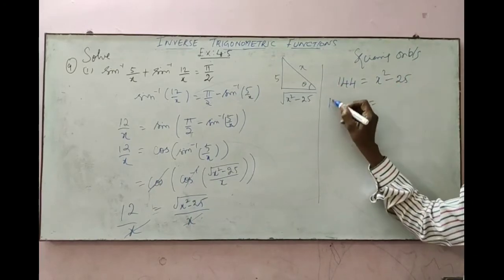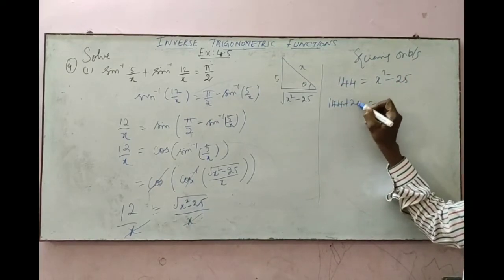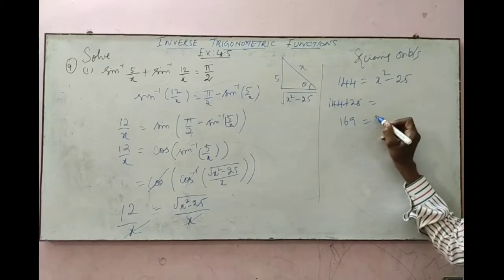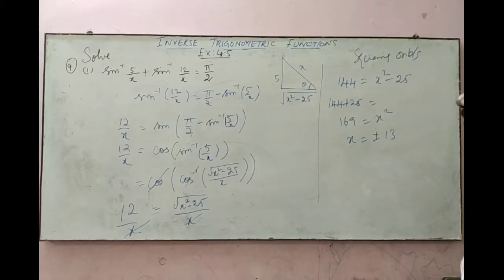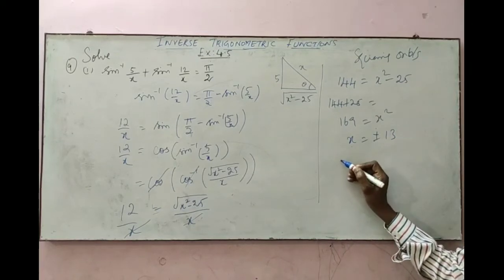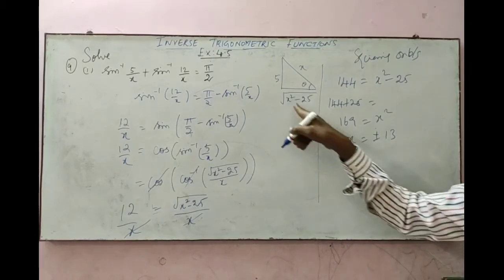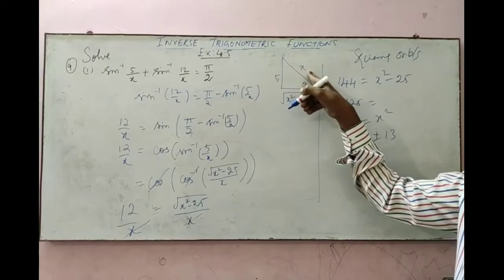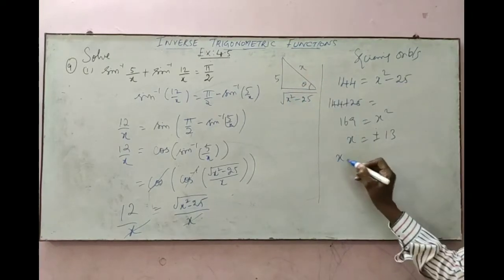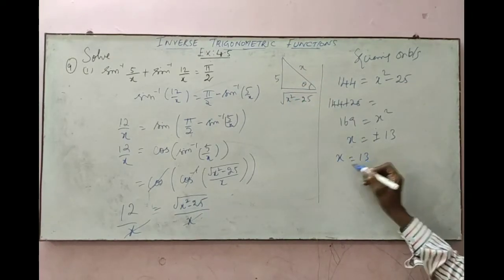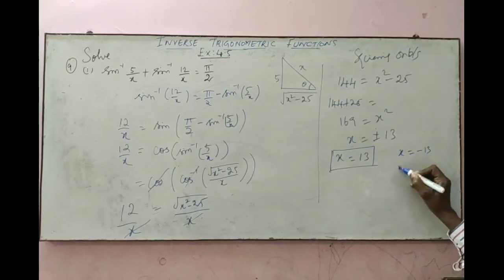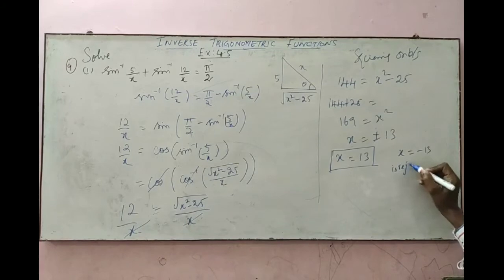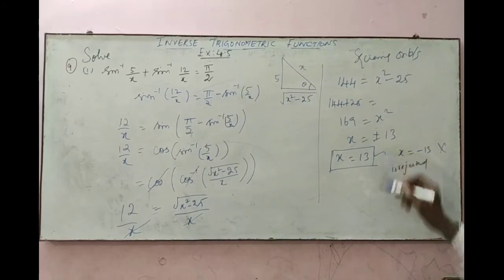If you bring this 25 here, you will get 144 plus 25, that is 169 equal to x square. What is x? Plus or minus 13. Here the x denotes the length of the hypotenuse, so the answer should be positive. So x is equal to 13. x is equal to minus 13 is rejected. We have to neglect this value. So the answer is x is equal to 13.